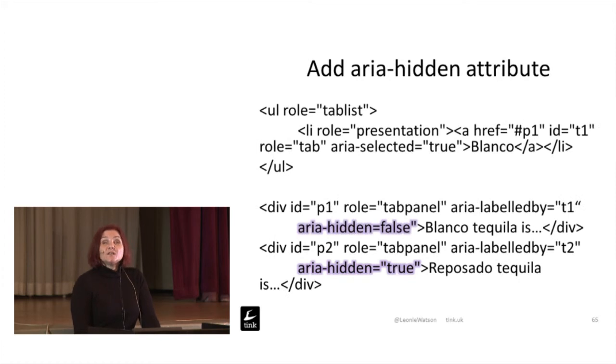We use ARIA-hidden in the same way we did before, just to make sure that the panels that aren't selected aren't available to assistive technologies. So we set ARIA-hidden to true on all the panels except for the one that's currently visually displayed, and that's set to false. And again, that gets updated dynamically through the scripting. So only one is ever set to false and all the rest to true.